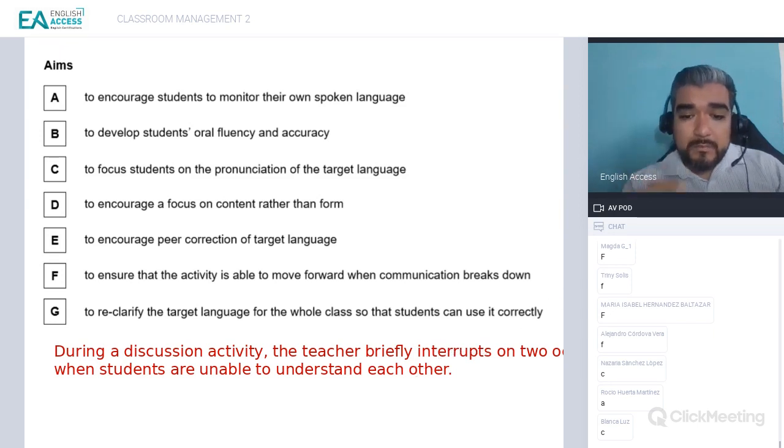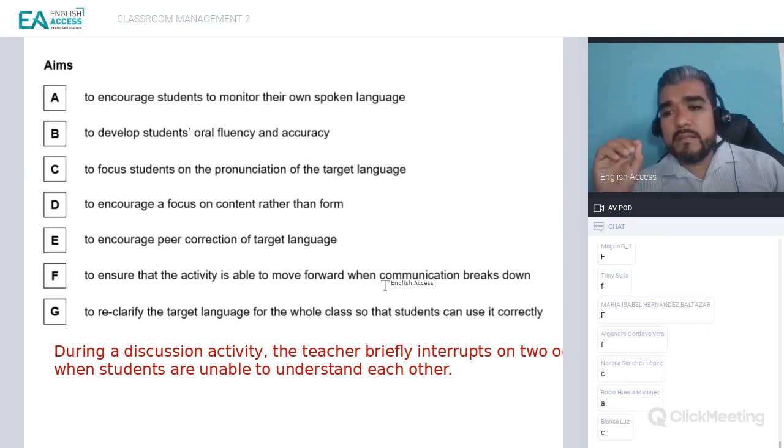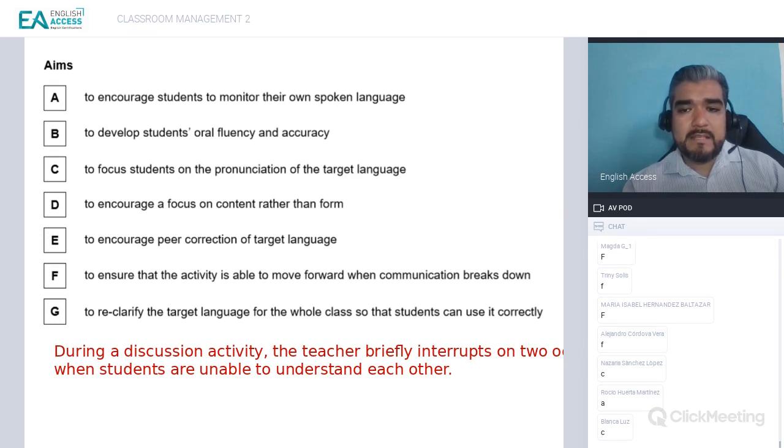The teacher interrupts briefly, right? And then they need to continue. They need to retake the communication, to ensure the activity is able to move forward when the communication breaks down. So the teacher breaks the communication and wants to see if they are able to retake the activity. So yes, it was letter F.